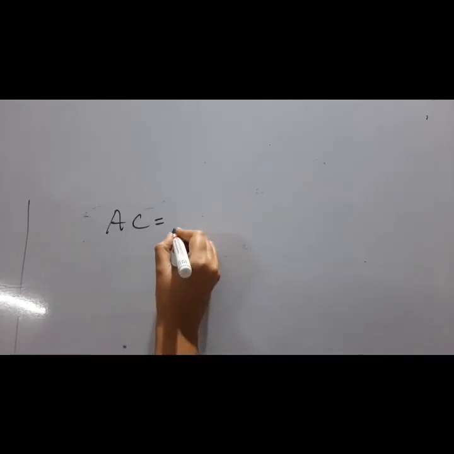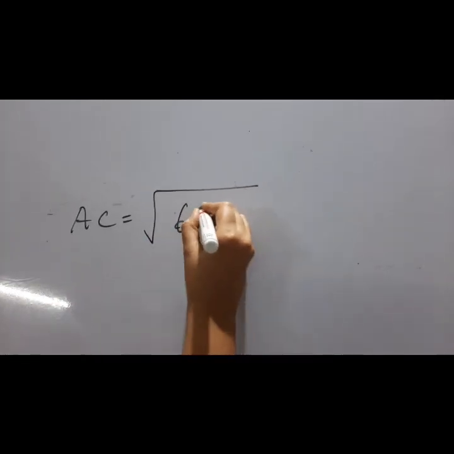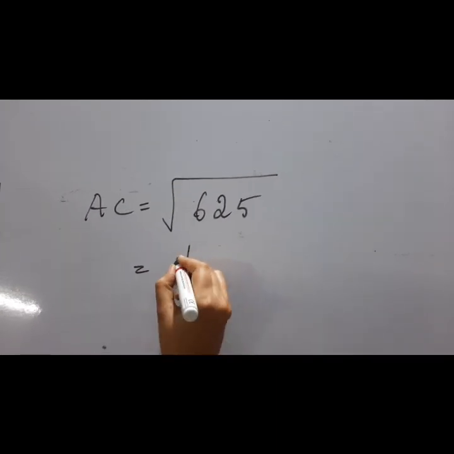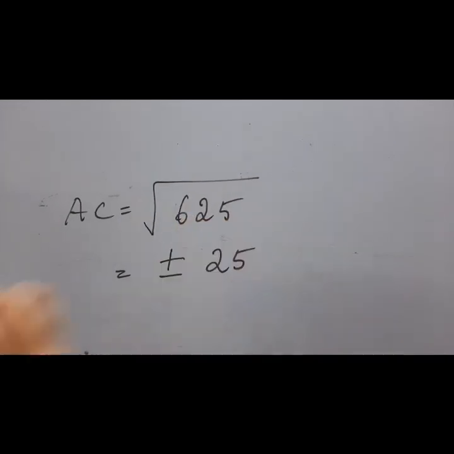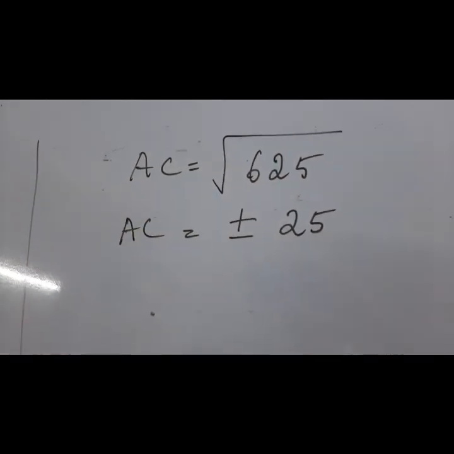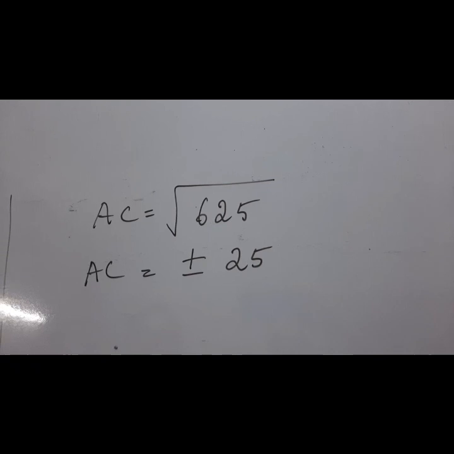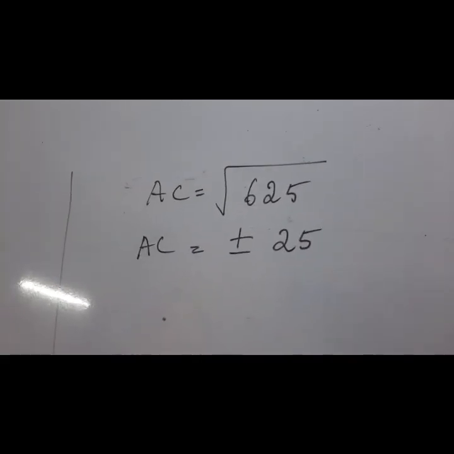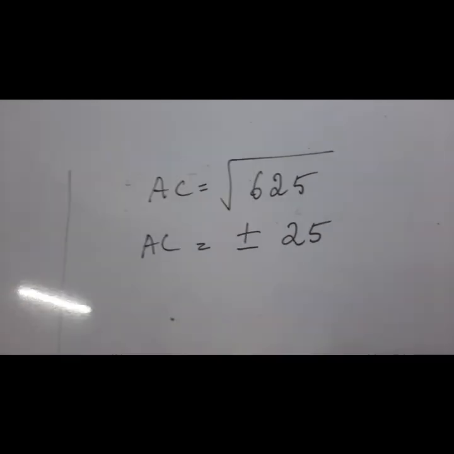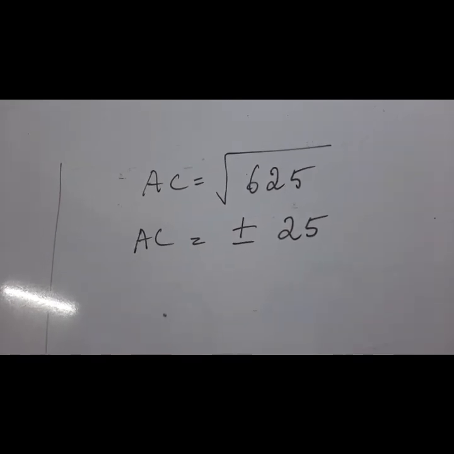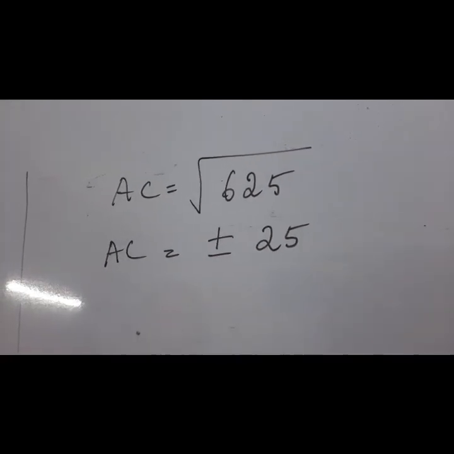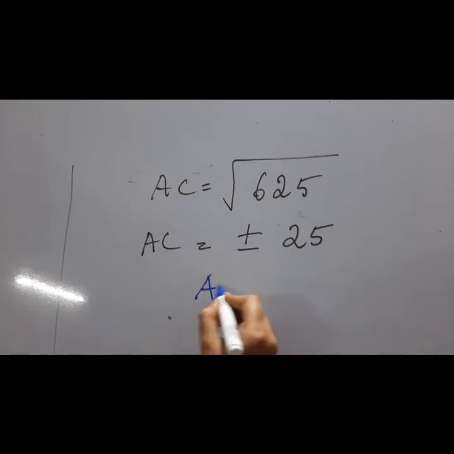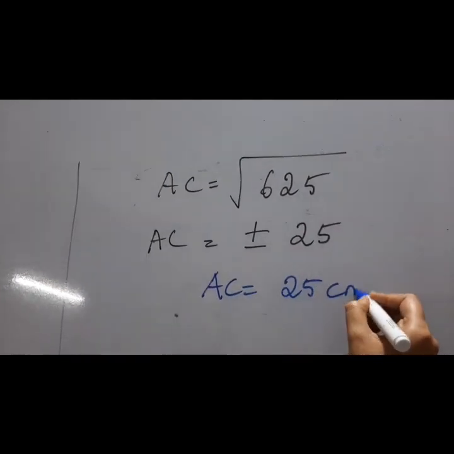AC is equal to under root 625. When I take the square root of 625, I'll get plus or minus 25. So AC is 25. This is not coordinate geometry. We are learning trigonometry here. We will not consider the negative value because this is not a Cartesian plane. We will take only positive values. Neglecting the negative value, we will write AC as 25 centimeter. So AC is equal to 25 centimeter.